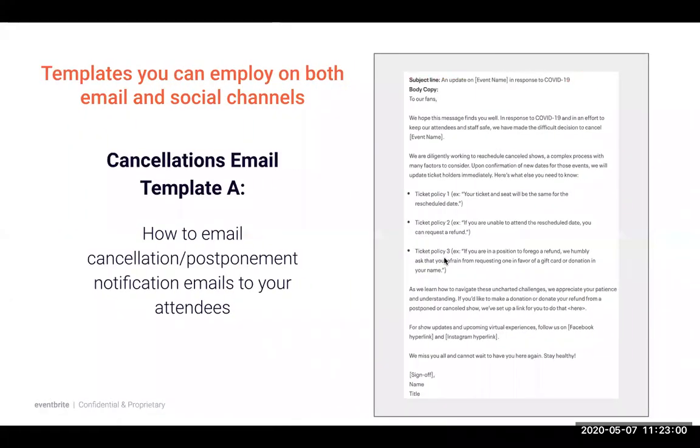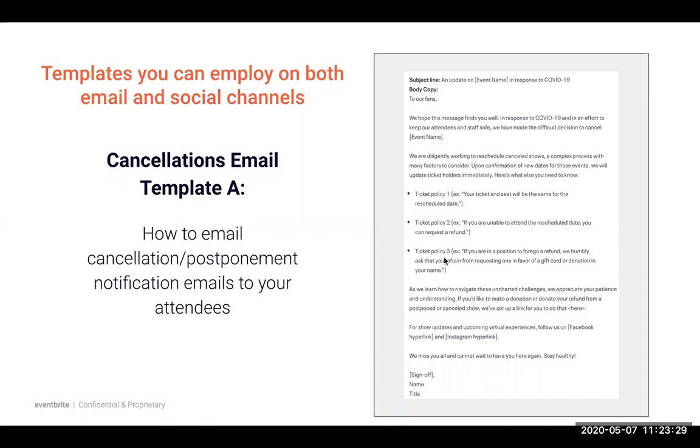So up first is a cancellation email, which is just how to email cancellation and postponements to your attendees. It's best to first call out the updates to the event, followed by your ticket and refund policies. For example, if you're postponing an event, you want to call out the new confirmed date if there is one. If not, make sure to say that you're working to reschedule as soon as possible and that you'll have updates to your attendees ASAP.